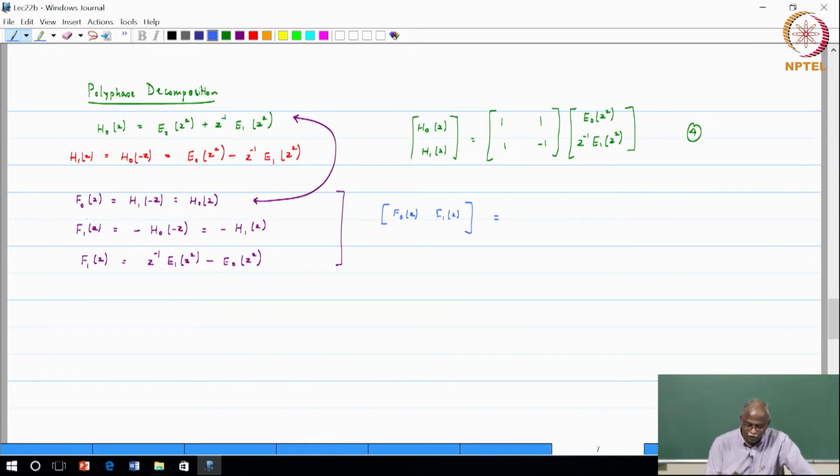F naught and F1, if you look at it, it has got two polyphase components. I am going to write it in the following manner: z inverse E1 of z squared and E naught of z squared. I will explain in a minute why I have chosen this. If you write it in this form, notice that the matrix that does the combining of the polyphase components comes out to be 1, 1, 1, minus 1. Okay. And that is an orthogonal matrix. So, I like to preserve that because that was there in the analysis filters. I want to retain it in the synthesis filters as well.